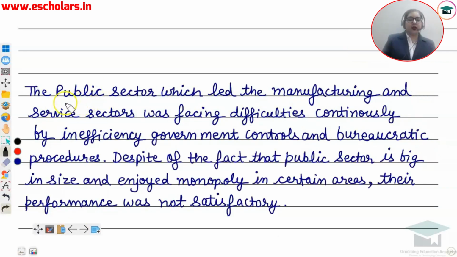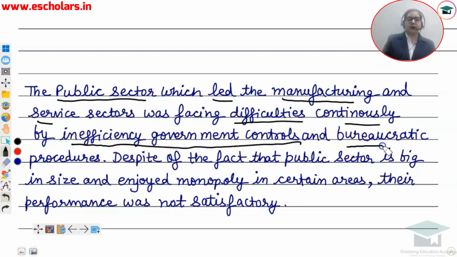Now students, the public sector which led the manufacturing and service sector was facing difficulties continuously due to inefficiency, government controls and bureaucratic procedures, like red tapism. Despite the fact that the public sector is big in size and enjoys monopoly in certain areas, its performance is still not satisfactory. The public sector is not able to create a good amount of revenue.